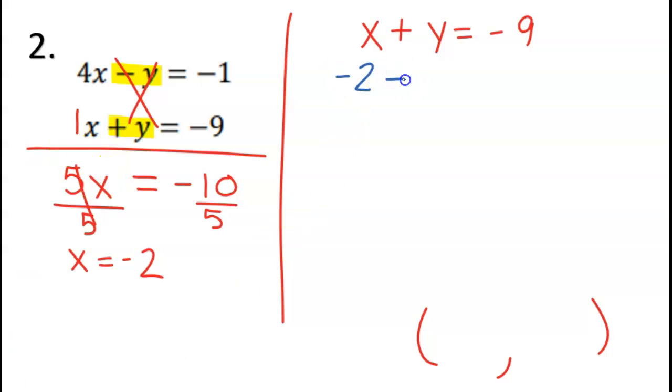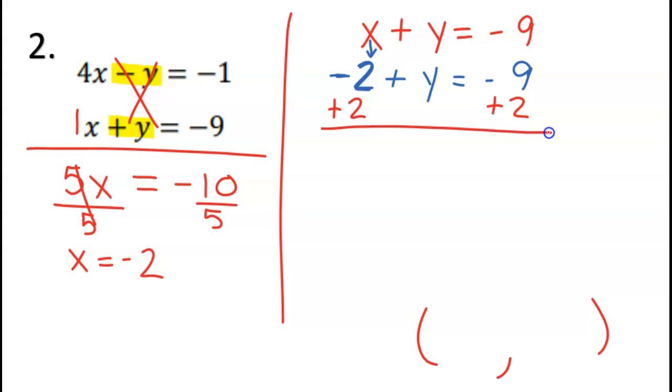I just figured out that this x is equal to negative 2. So in place of the x, I put the negative 2 because I figured out right there that x was equal to negative 2. Solve it for y by canceling this out. Write your answer as a point. When you write your answer as a point, be sure that you put x and then y.